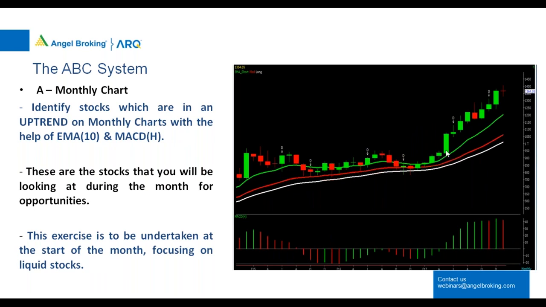The moving averages which I'm using are 10, the green line, then the red line is 20, and the white line is 30. I have plotted these three moving averages, and I'm looking at the slope of these moving averages. Apart from that, on the MACD histogram, the indicator below, you see that there is a zero line, with the area above the zero line and below the zero line. Now what we are seeing is that for the last almost 8 months or so, Hindustan Unilever has been positive on the monthly charts.